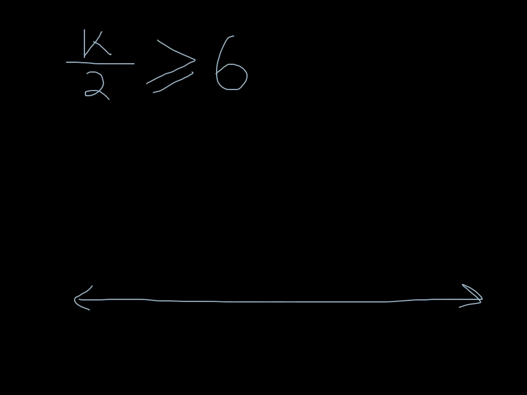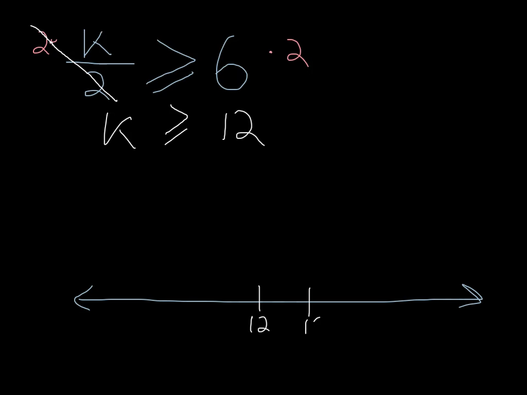So what do we do with division? To get rid of that 2 on the bottom, we're going to have to multiply both sides by 2. We know that these 2's cancel each other out because 2 over 2 is just 1. 6 times 2 equals 12. So we're left with k is greater than or equal to 12. So we'll go ahead and put 12 right in the middle.